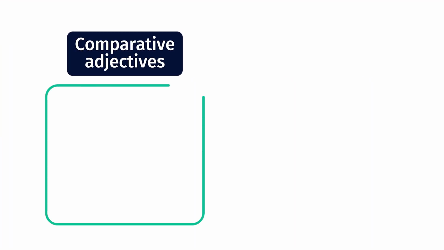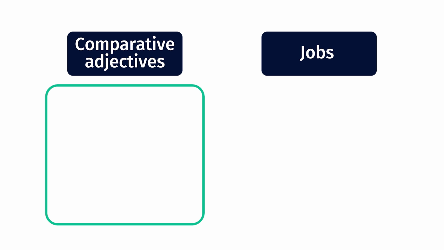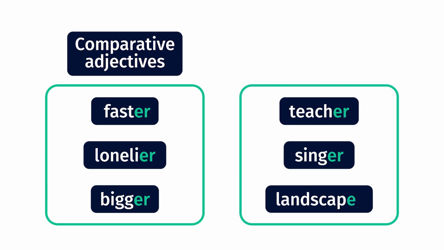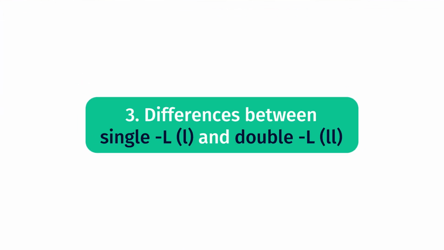Now, just before we move to difference 3, a little detail that's important about this ER or RE is that some words in British English and American English are always the same. For example, comparative adjectives. That's words like faster, lonelier, bigger. Those ones are always ER. And it's the same with jobs. Things like teacher. That's always ER. British English, ER. American English, ER. Then difference number 3 is all about double L, when we have LL in a word.